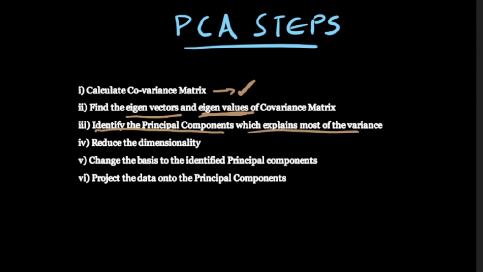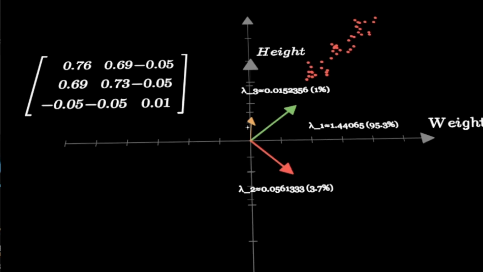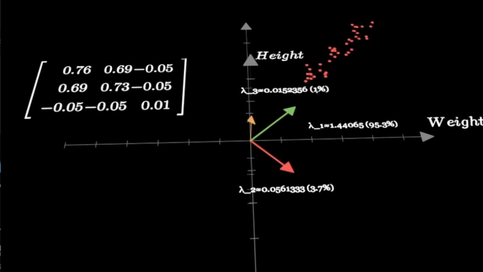Now the fourth step is reducing the dimensionality. How do you decide which dimensions to consider and which dimensions to ignore? Again, that is dependent on the amount of variance being explained by these dimensions. You can see that the two principal components, the green and the orange one, explain 99% of the total information in this data set: 95.3 plus 3.7. The third principal component, the yellow one, is explaining only 1% of the total variance, or 1% of the total information in this data set.